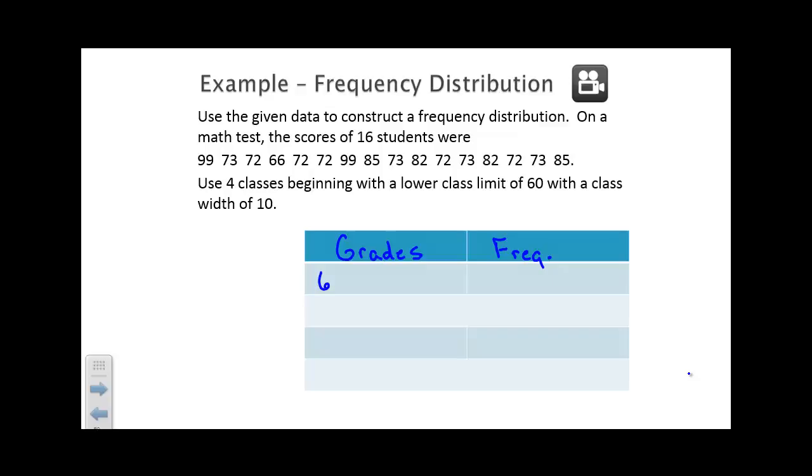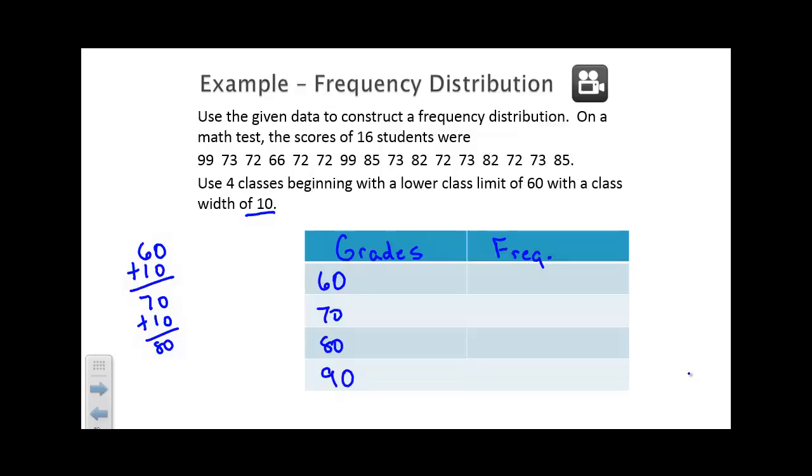Now it says use 4 classes beginning with a lower class limit of 60. So the first class has a lower class limit of 60 and a class width of 10. So if our lower class limit is 60 and class width is 10, our next lower class limit is 70. And then the next one is 80. And then add 10 again, and then we have 4 classes. That last lower class limit will be 90.